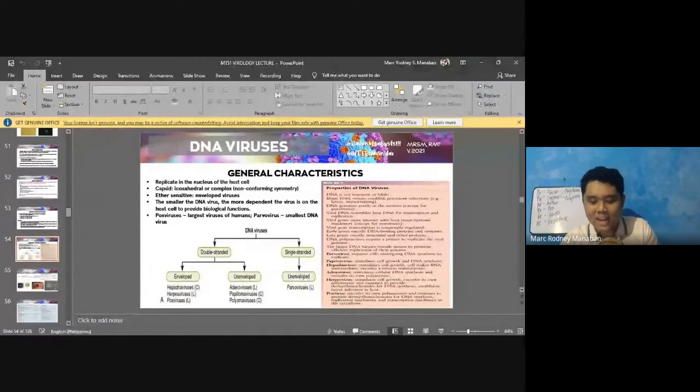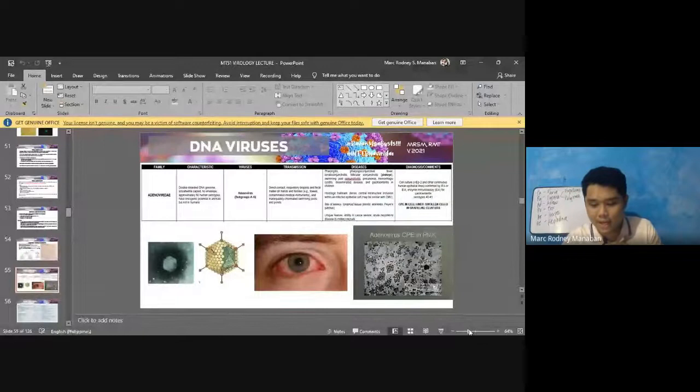Okay. Alright. Now, we go to the first family of your DNA viruses, which is your adenoviridae. Your adenoviridae actually have a double-stranded DNA genome and icosahedral capsids.